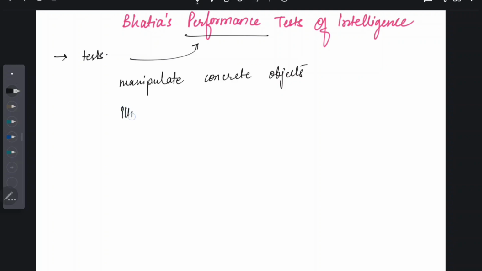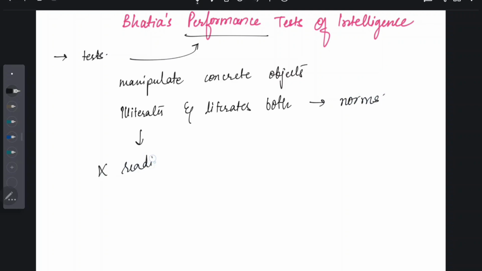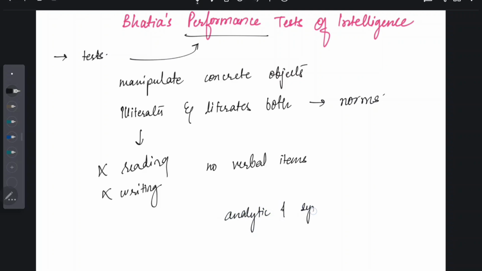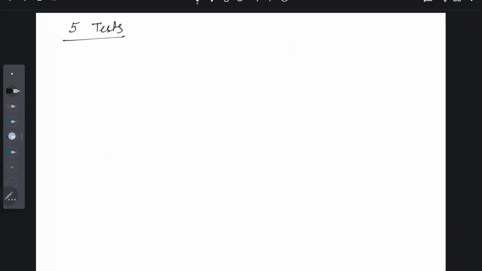It can be administered on illiterates and literates both, and it has separate norms for literates and illiterates. It does not require reading, it does not require writing. So there are no verbal items. As an intelligence test, it measures the analytic and synthetic ability of the subject.